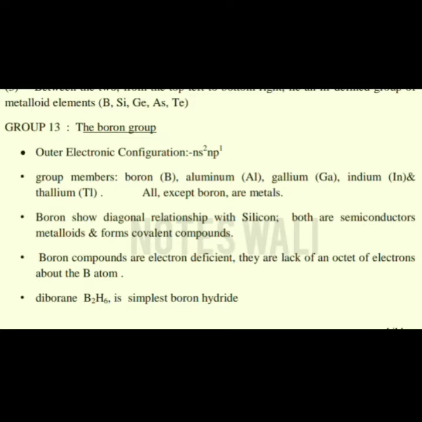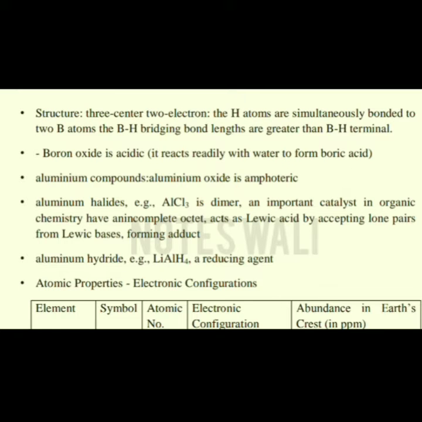Firstly, talking about group 13, that is the boron family, its outermost electronic configuration is ns2 np1, and boron shows a diagonal relationship with silicon. Both are semiconductors or metalloids and form covalent compounds. The covalent compounds of this group are electron deficient because of the incomplete octet of the central atom. The simplest boron hydride is B2H6, which is known as diborane. Boron oxide is acidic in nature and it reacts readily with water to form boric acid.